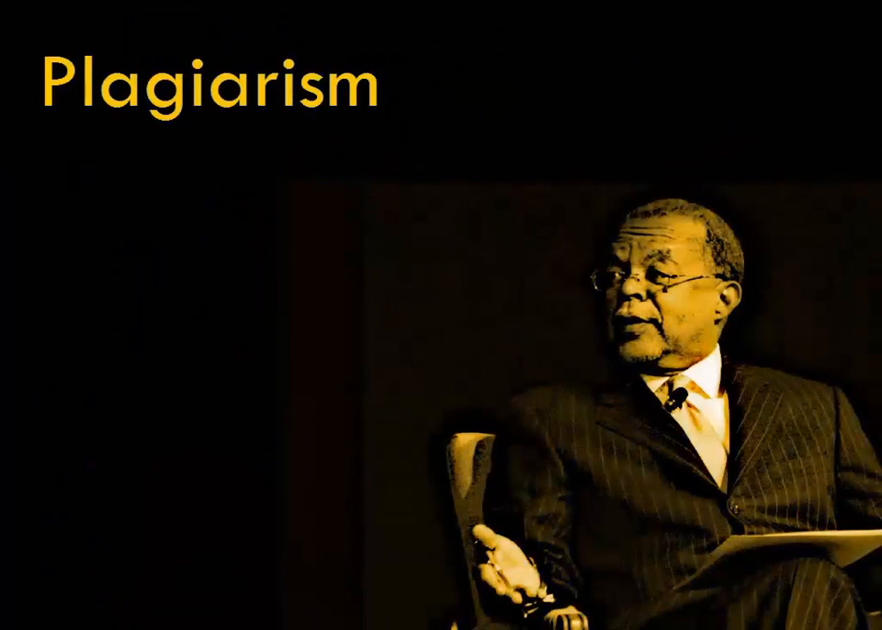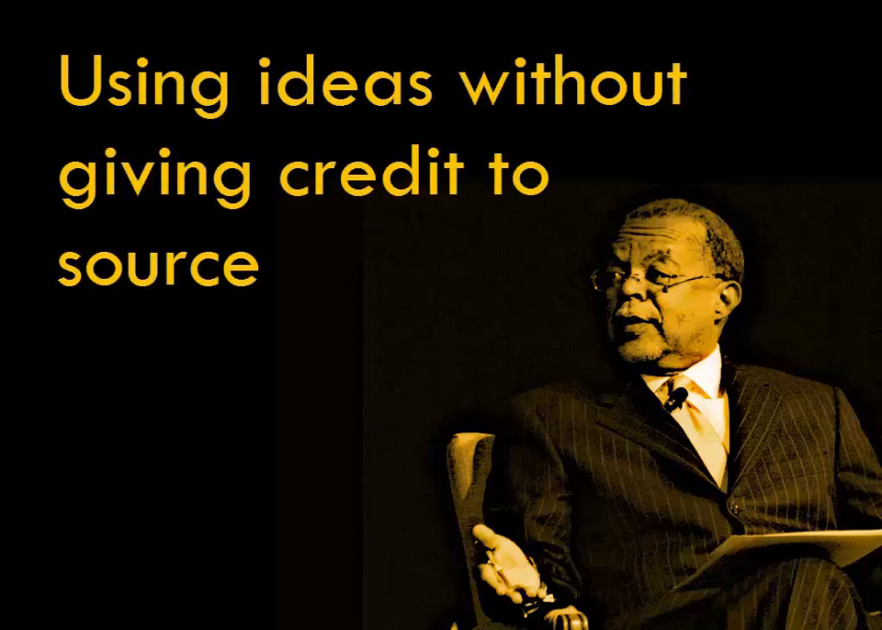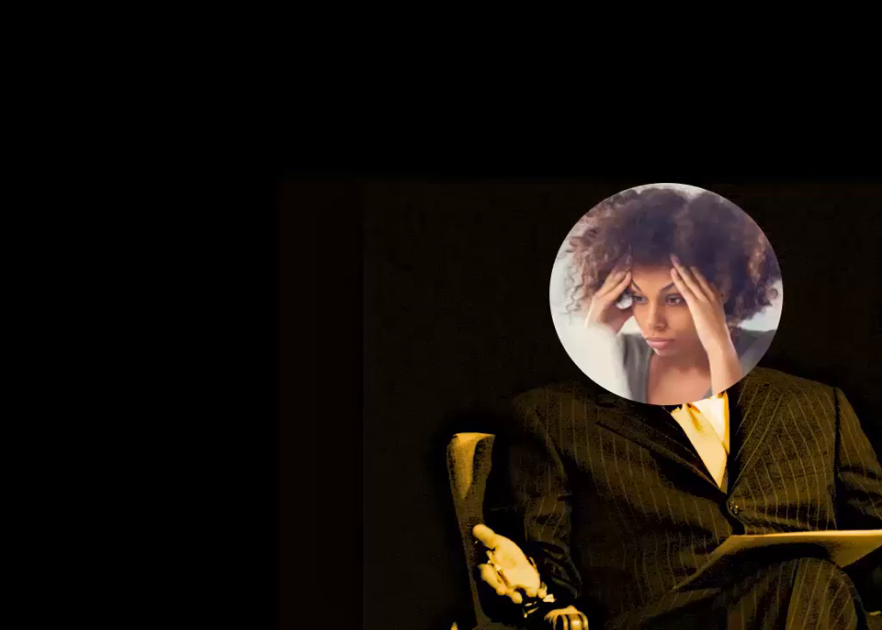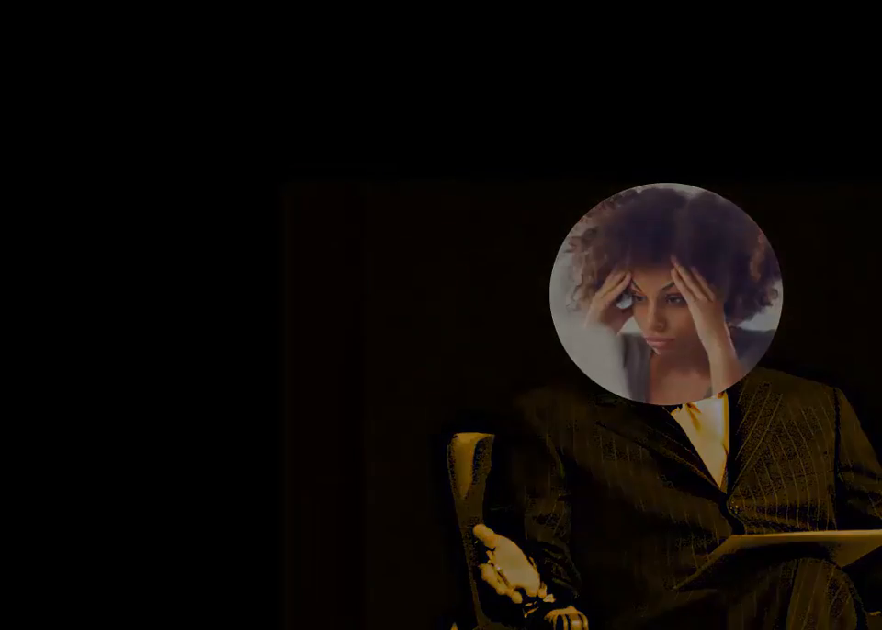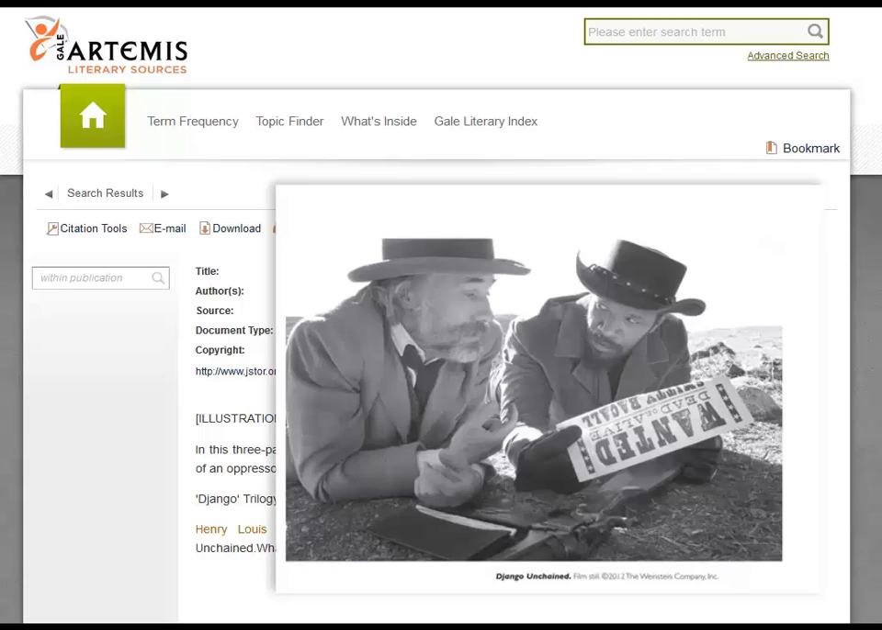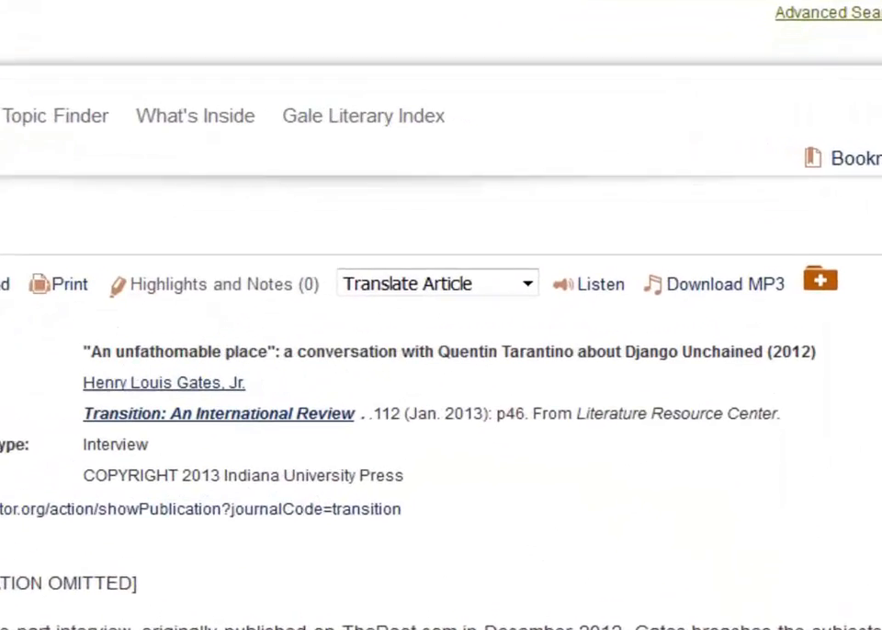Plagiarism takes place when a writer or speaker uses someone else's words or ideas without giving credit to the source. The basic idea here is that when you find words or ideas online or in a book, you need to let the professor and reader know where you found the information.